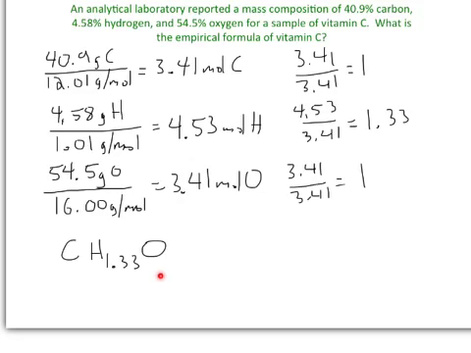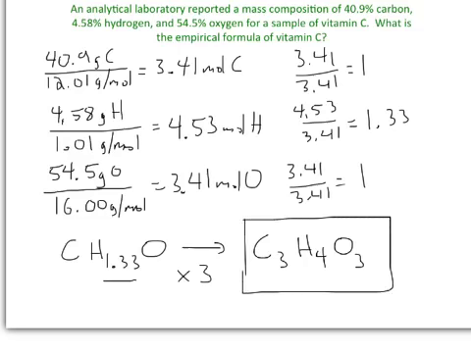And so 1 times 3 is just 3. So I've got C3. 1.33 times 3 is 4. So I've got C3H4O3. Right, so what I did is I multiplied each of the subscripts by 3 so that I could get everything in whole numbers. And so this is the smallest whole number ratio of the elements in the compound. And this is our empirical formula.